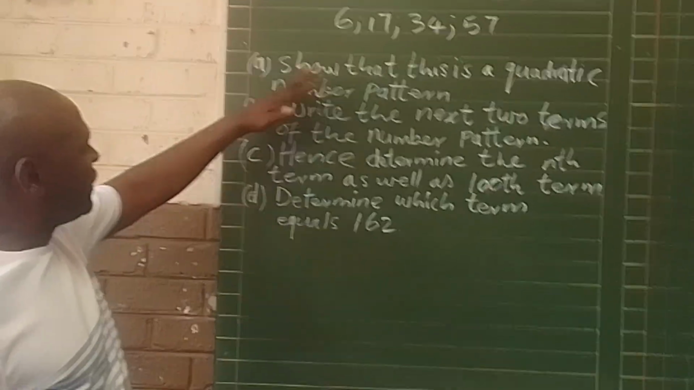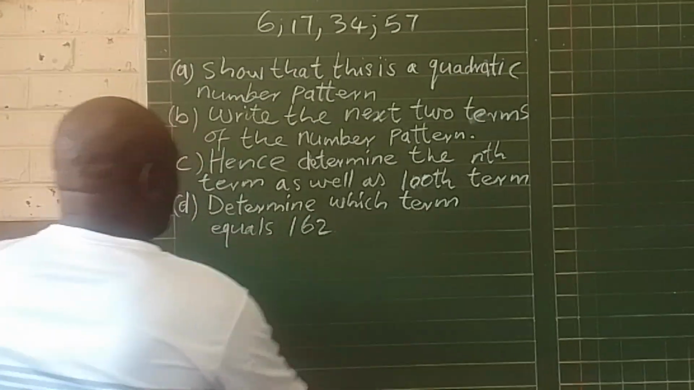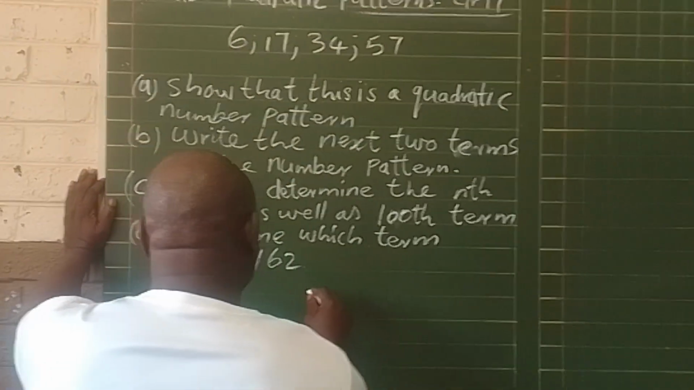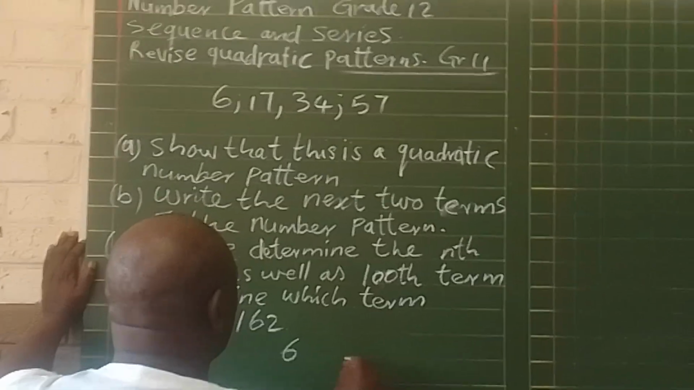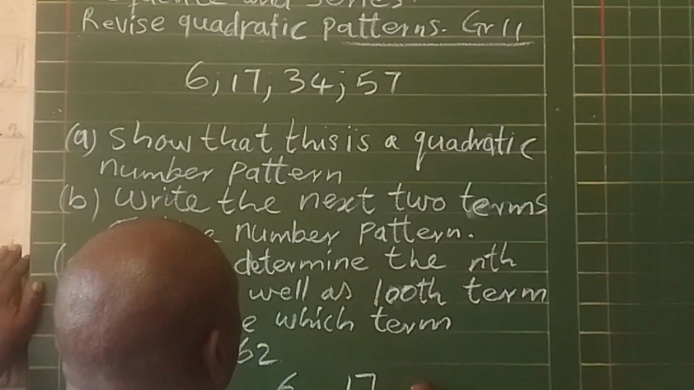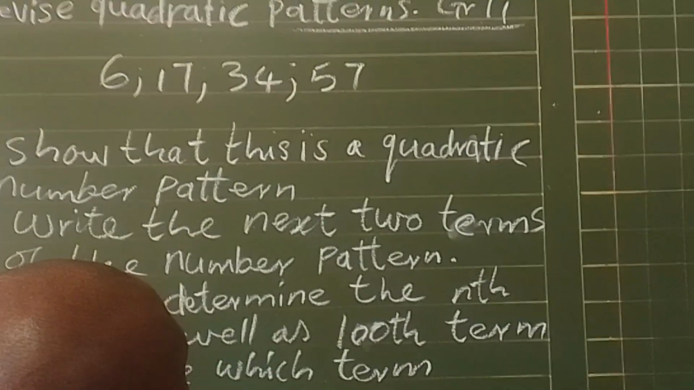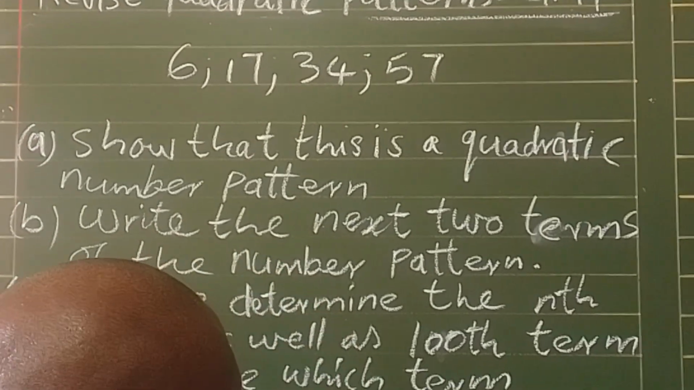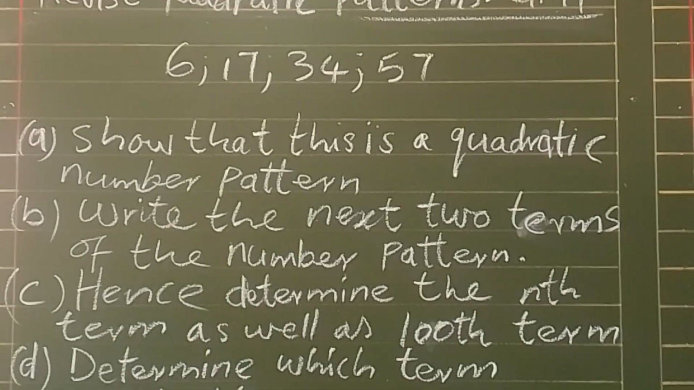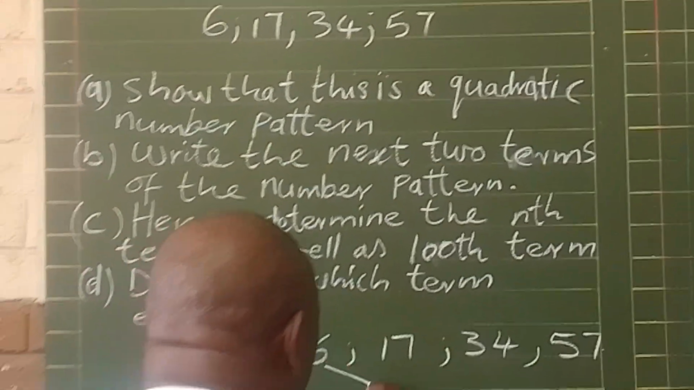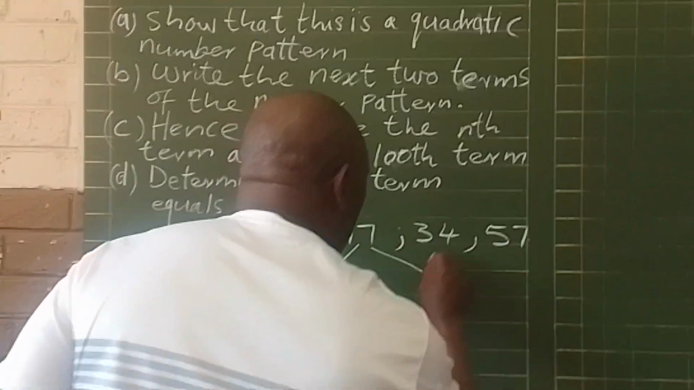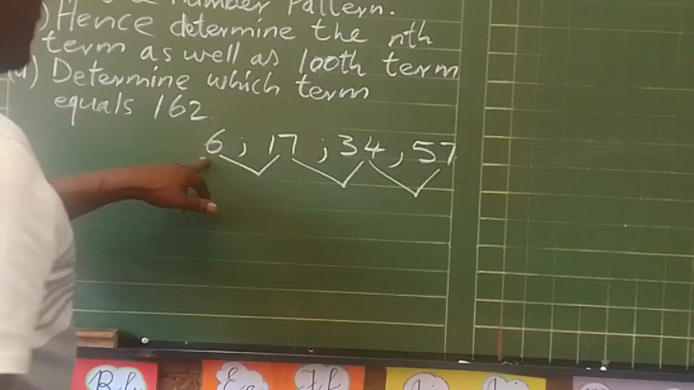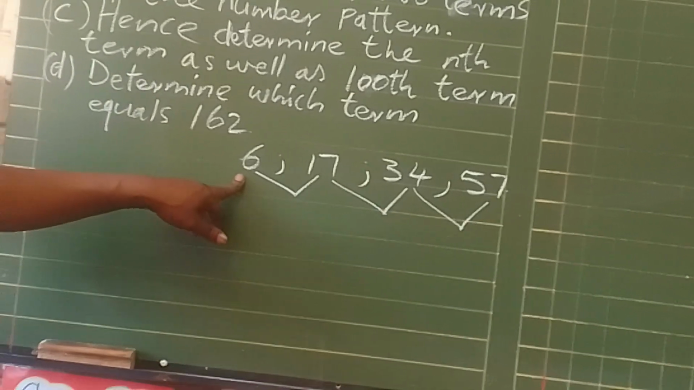Right, before you can do anything, you come and grab the very same pattern that you were given. You were given 6, 17, 34, and 57. The first thing that you do, you find the difference between these terms. 17 minus 6 is 11.